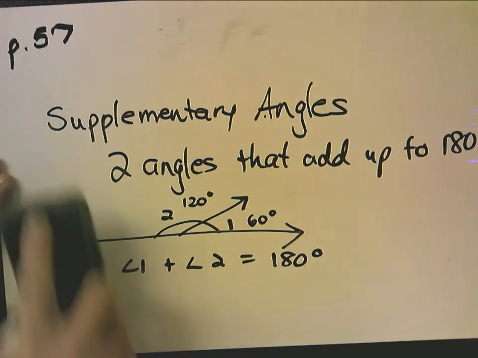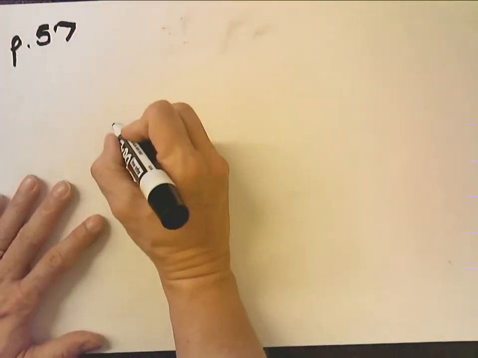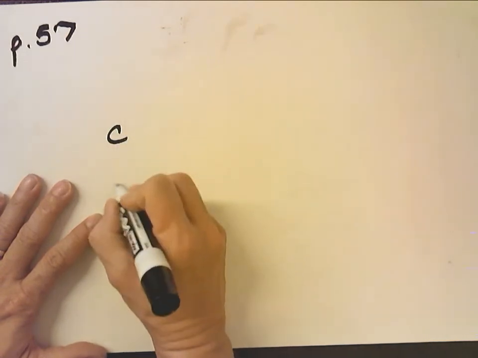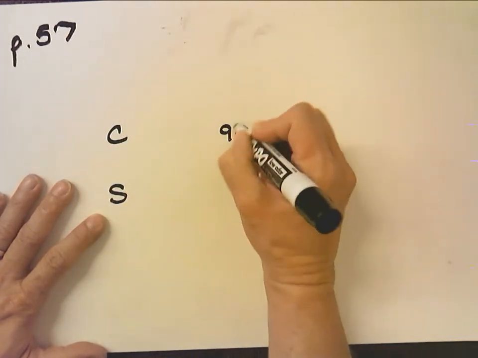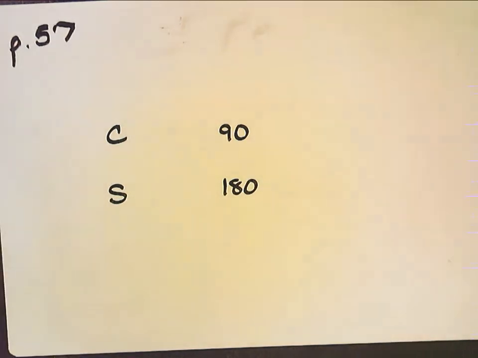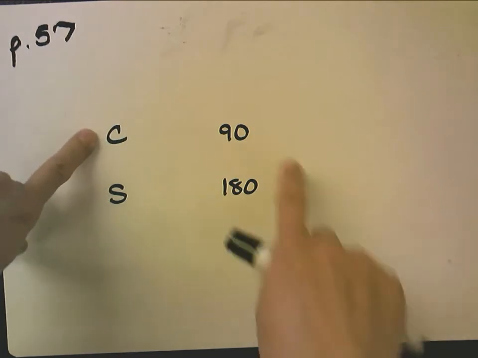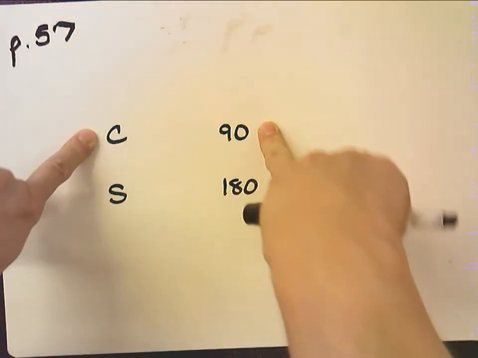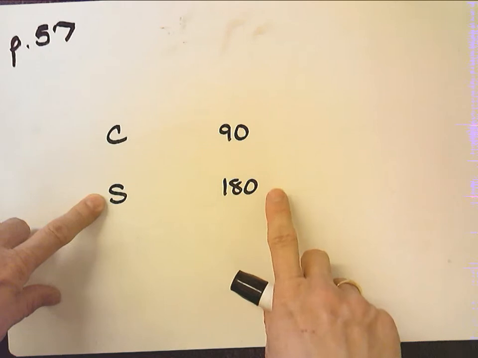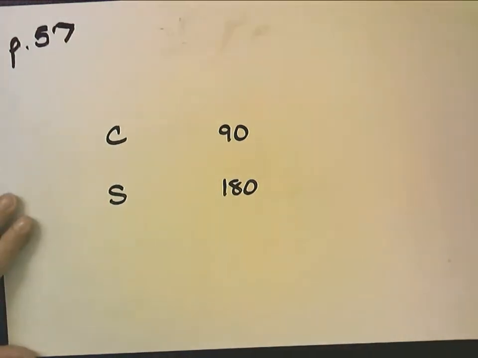Now, so we did supplementary angles add up to 180, complementary add up to 90. C comes before S in the alphabet. 90 comes before 180 on the number line. I give you that little hint because a lot of times you remember there's these two things, complementary and supplementary. Remember 90 and 180, but you forget which goes with which. C is first in the alphabet, complementary is 90 degrees. S is first in the alphabet, 180 is supplementary. I mean, S is second in the alphabet.